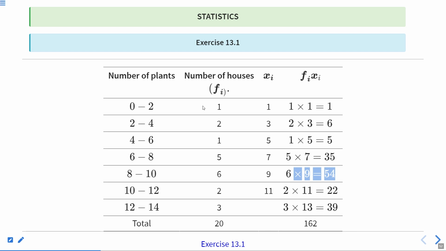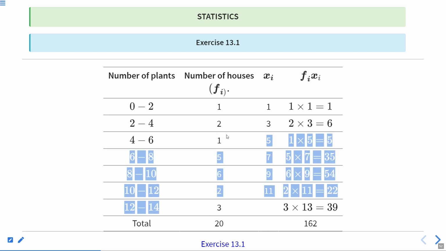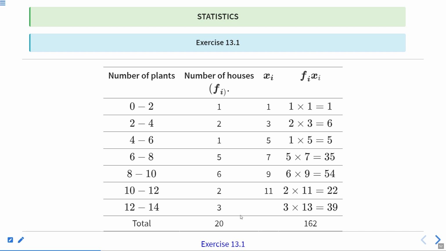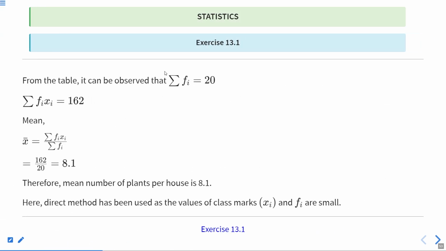Now summation of fi is equal to 1 plus 2 plus 1 plus 5 plus 6 plus 2 plus 3. If we add all these values, we get the total summation fi equal to 20. And now if we add all the fi xi, then we get summation fi xi equal to 162.